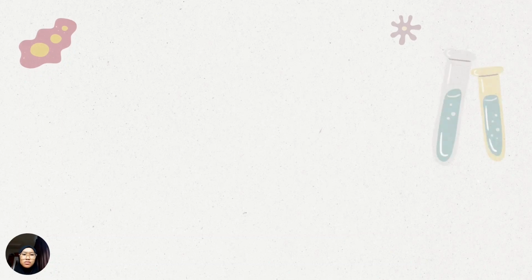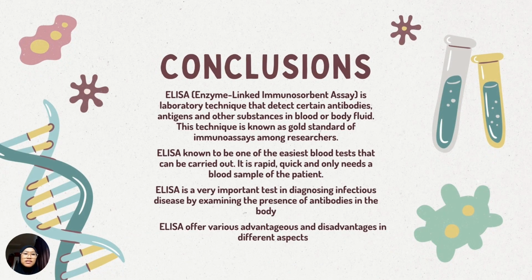To conclude, ELISA or enzyme-linked immunosorbent assay is a laboratory technique that detects certain antibodies, antigens, and other substances in blood or body fluid. This technique is known as the gold standard of immunoassays among researchers. It is also known to be one of the easiest blood tests that can be carried out because the process is rapid, quick, and only needs a blood sample of the patient.